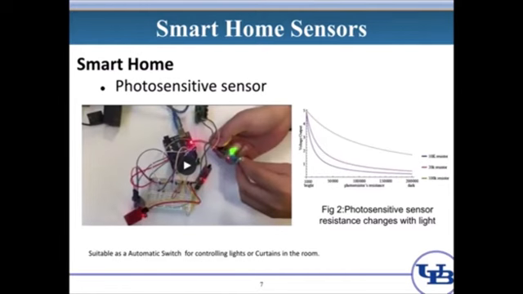This photocell is basically a resistor that changes depending on how much light there is. When it's dark, the resistance of a photoresistor may be as high as several megaohms. And with light, the resistance may be as low as a few hundred ohms. So this is a very sensitive component to control your smart home system.